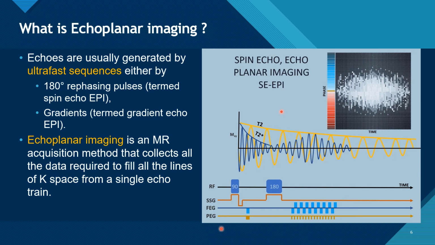This is an example of spin echo EPI. What we do is we give a regular 90-degree pulse. This will cause the alignment of the protons. Here we have a T2-based sequence, so there will be some T2 effect and some underlying T2 star effect. After giving the 90-degree pulse, protons will begin to dephase gradually. We follow this by a 180-degree pulse.